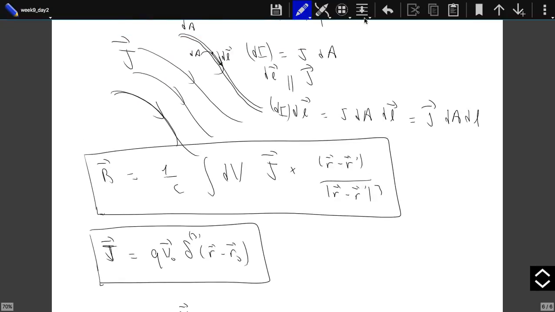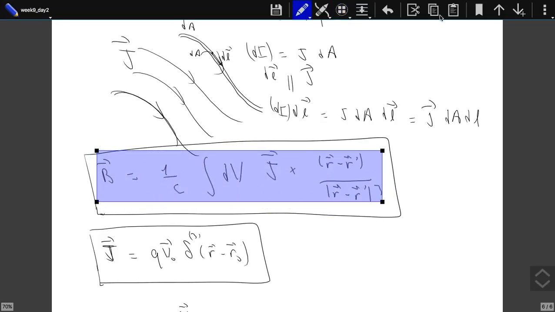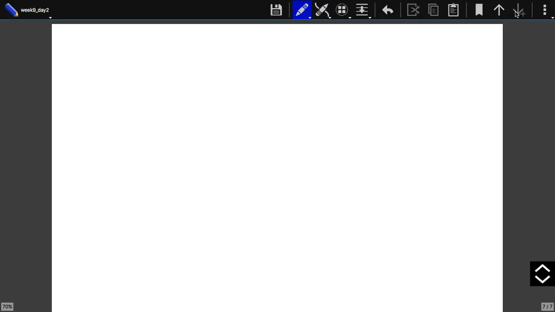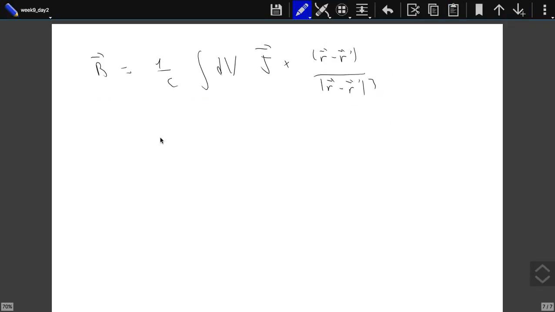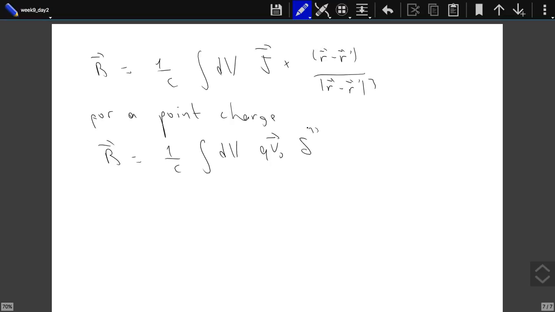So for a point charge, if we just put it over here, B is equal to 1 over C times the integral dV, where J is Q V0 times the Dirac delta of R minus R0, R0 being the position of my charge, cross (R minus R prime) divided by |R minus R prime| cubed.